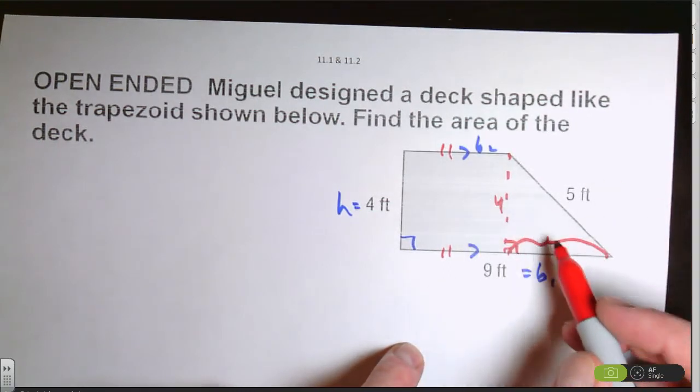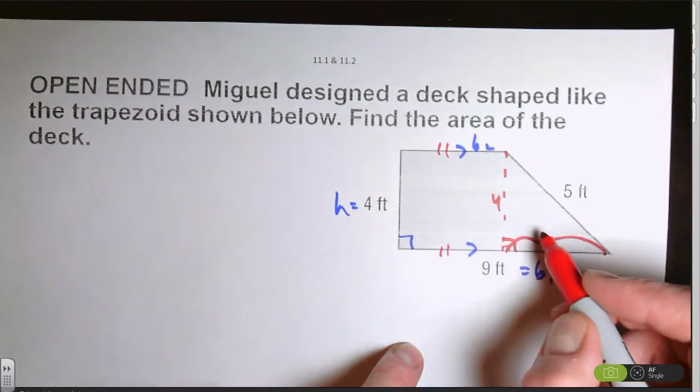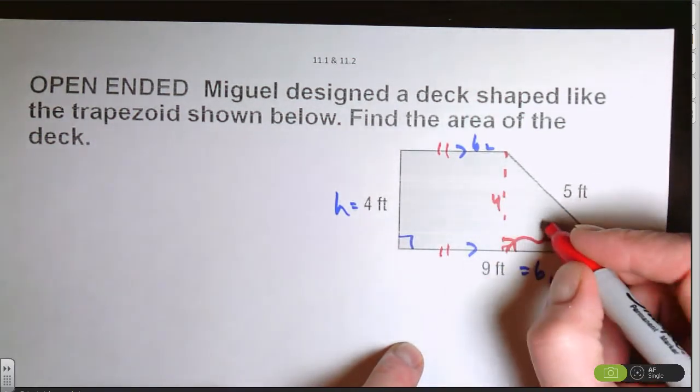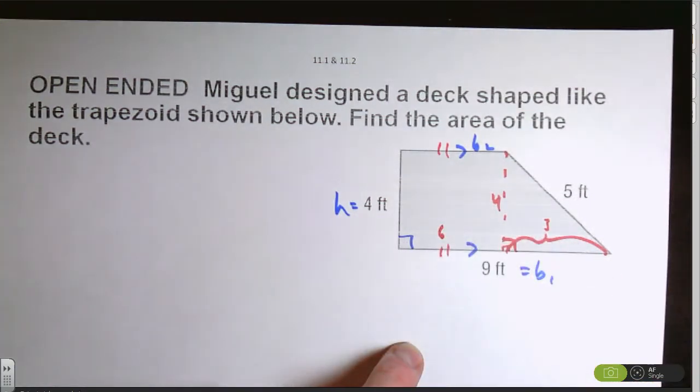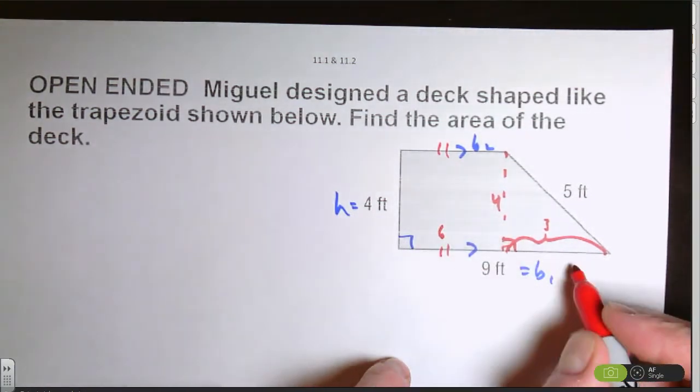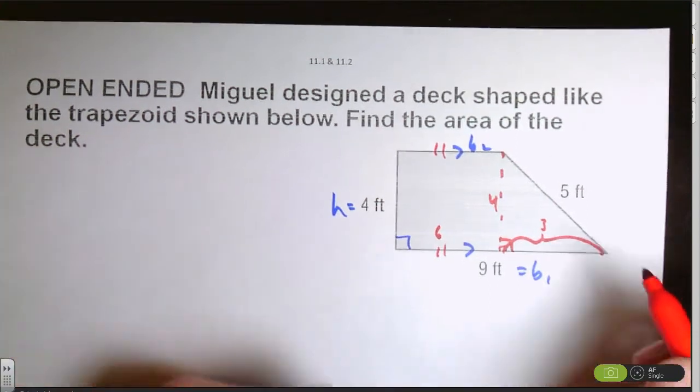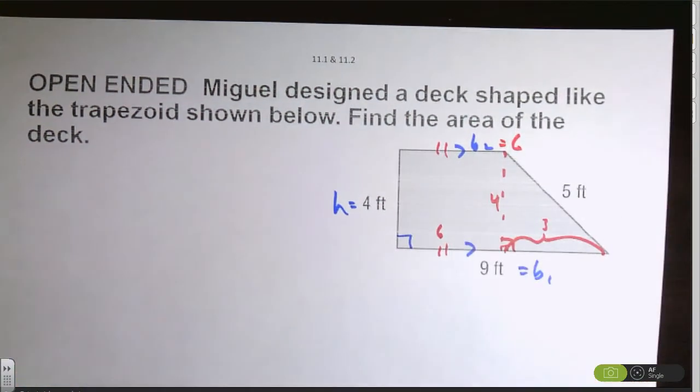You could do the Pythagorean theorem to solve for this, or hopefully you catch that this is a 3, 4, 5, because we already have the 4 and 5. So that means this is 3, meaning this guy here is only 6, because 3 and 6 together make the whole 9. And then that means base 2 has to be 6 as well. And now we're ready to find our area.